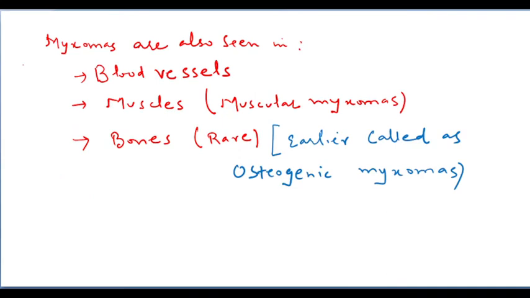Myxomas are also seen in blood vessels, muscles, and bones. In muscles, these are called intramuscular myxomas, whereas in bones, these were earlier called osteogenic myxomas. The term osteogenic myxoma is not used now, and myxomas are very rare in bones.